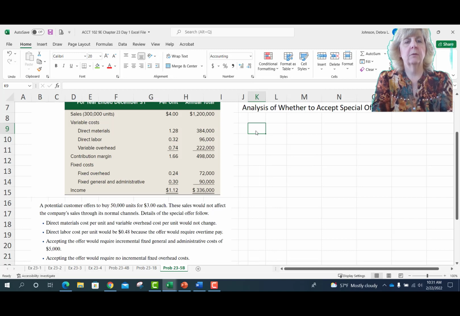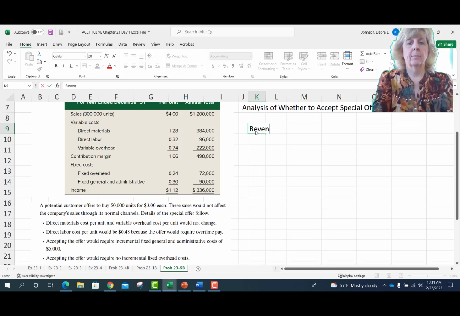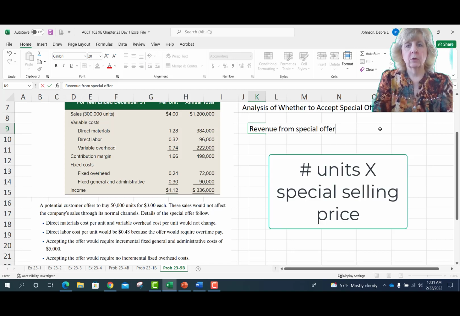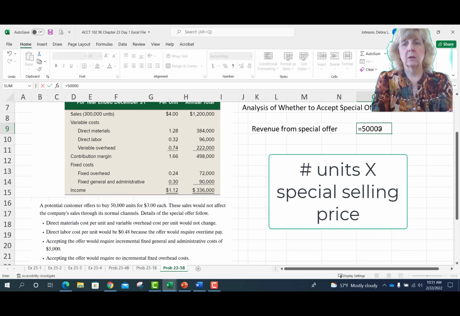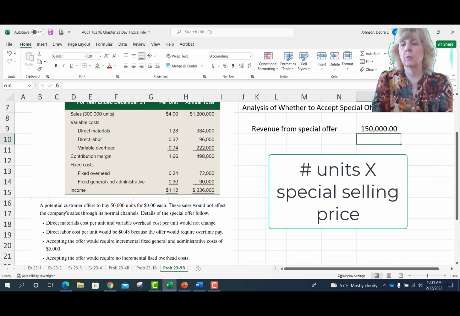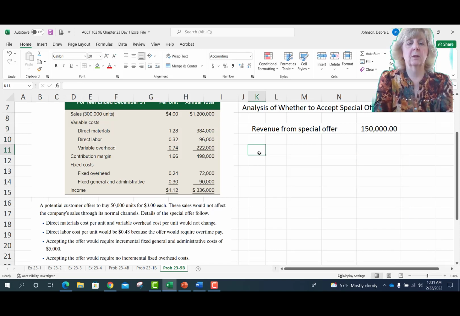So I'm going to look at the differential revenues first. This would be the revenue from the special offer. What they told us is that 50,000 units would be sold not at the $4 that we're currently getting, but at the $3. So that would bring in revenue of $150,000.